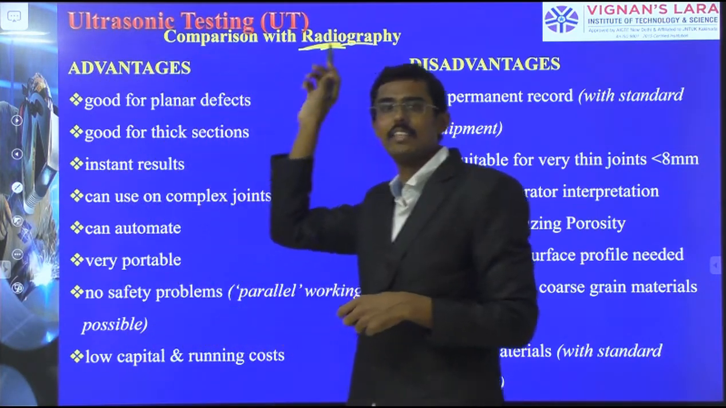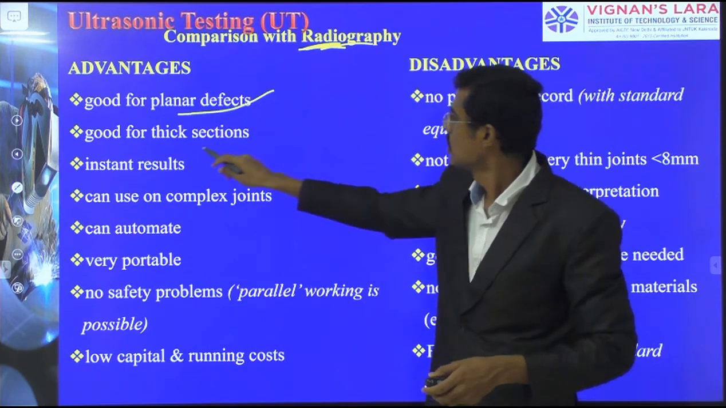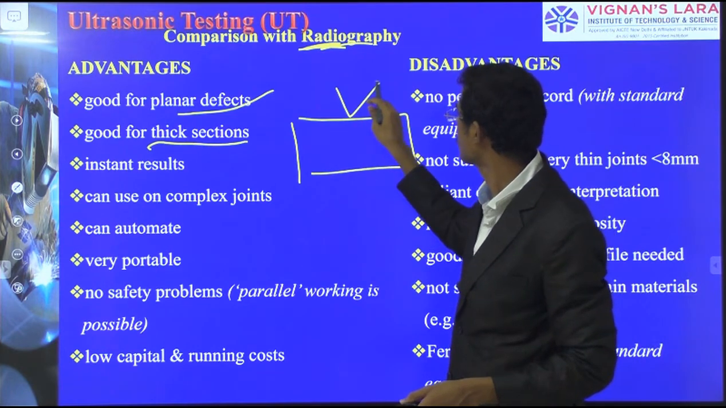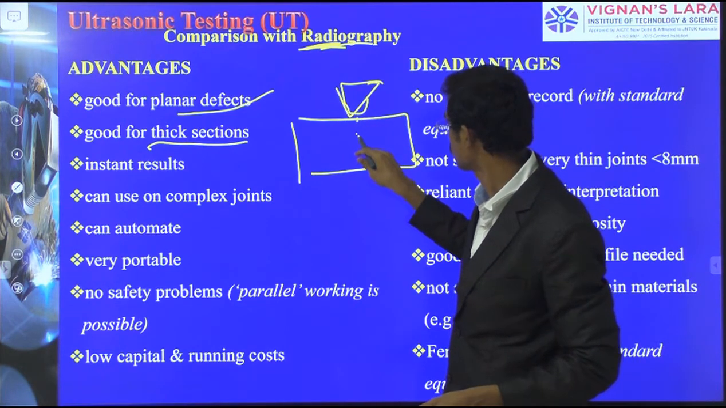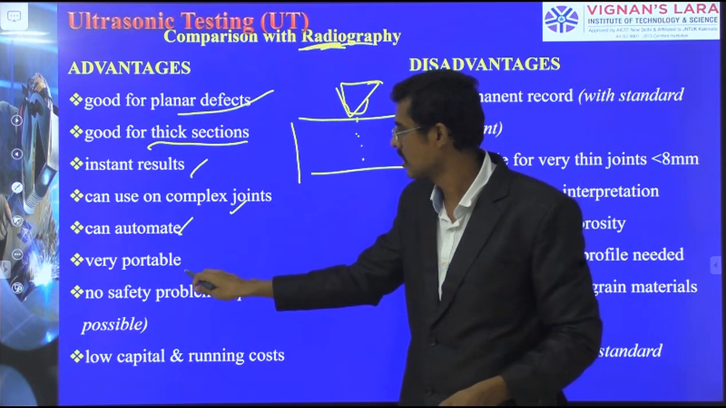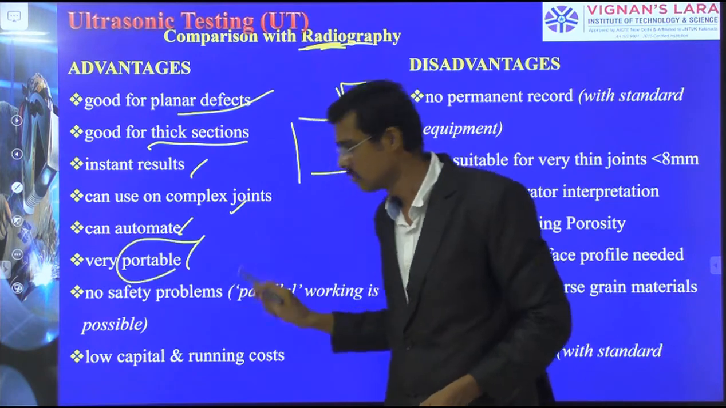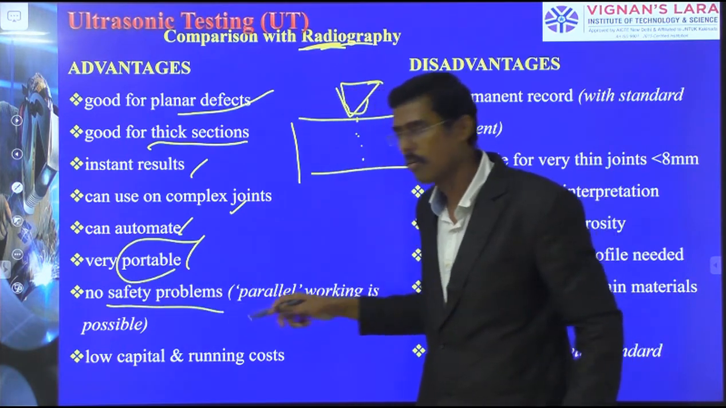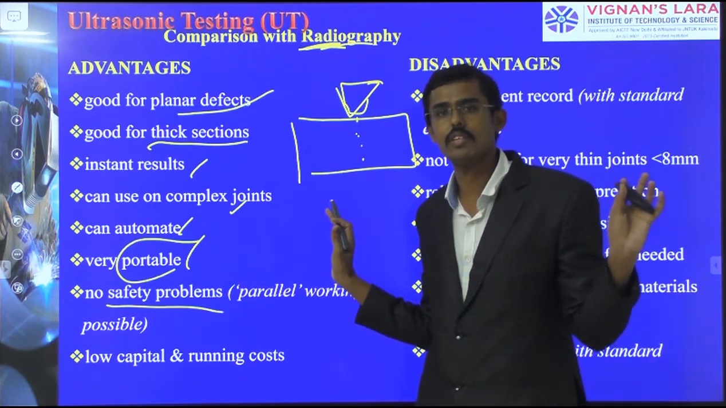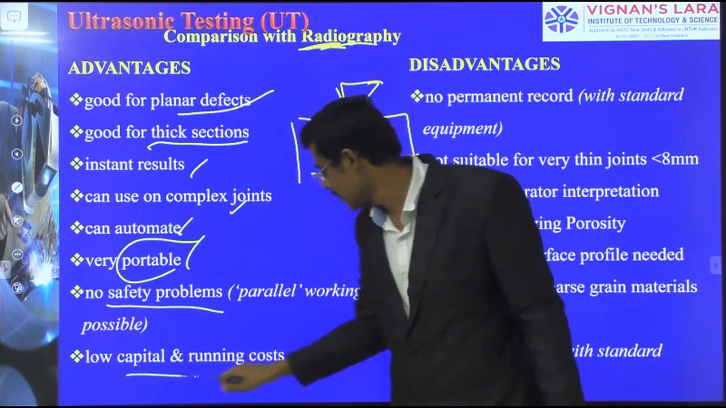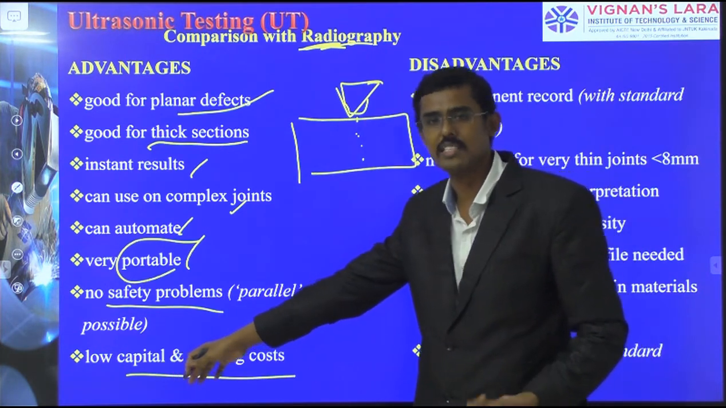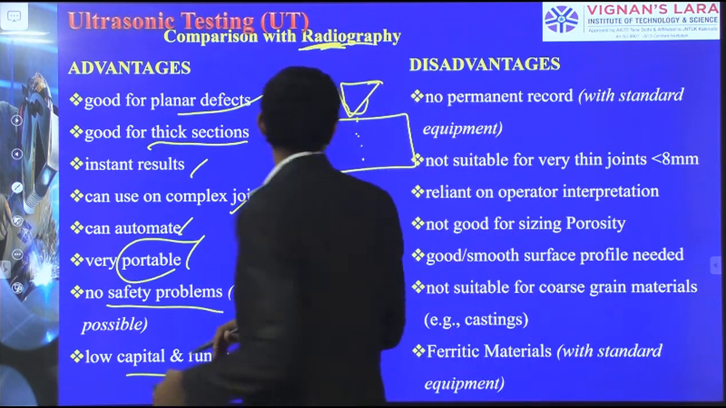The advantages: we can read planar defects, and it is good for thick sections. We have seen large thickness sections, and I have a probe here and it does the job. So large thickness is possible, instant results, can be used on complex joints, automated, very portable. Keep noting this point. There are no safety problems because X-rays or gamma rays are not released. Safety is good, no problem. There is low capital and running cost, only a CRT monitor and the probe. So the capital cost, or initial cost, is very low.